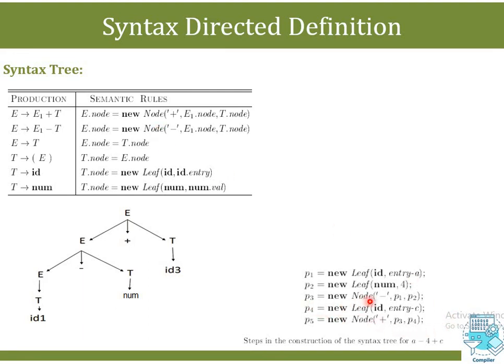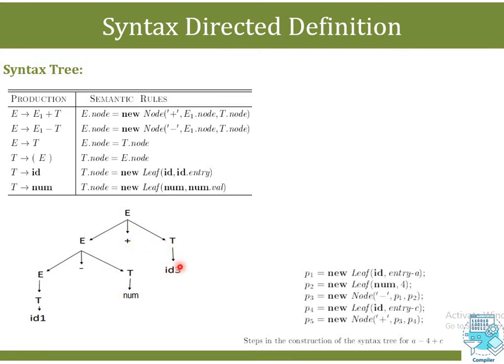P3 equal to new node. So you're just creating a new interior node. In the first field you have minus, and the second field you have P1 and P2. Then from here you're just moving to the next node plus, you do not do anything.